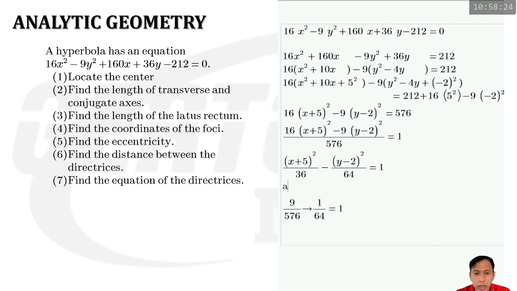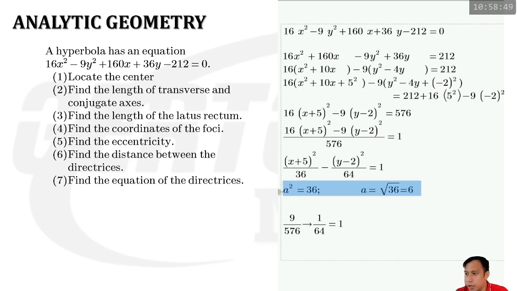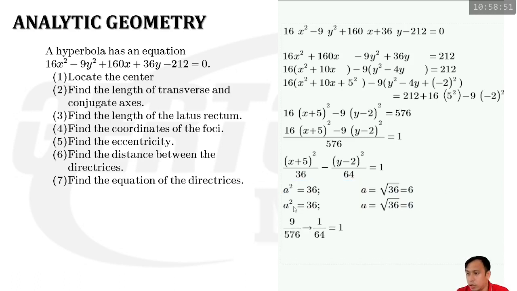So, yung a squared dito is equal to the 36. Take note that a squared isn't the greater, but is the positive here. The positive side is yung 36. So, a is equal to square root of 36, and that's equal to 6. Yan yung a. Well, yung b, b squared is equal to 64.